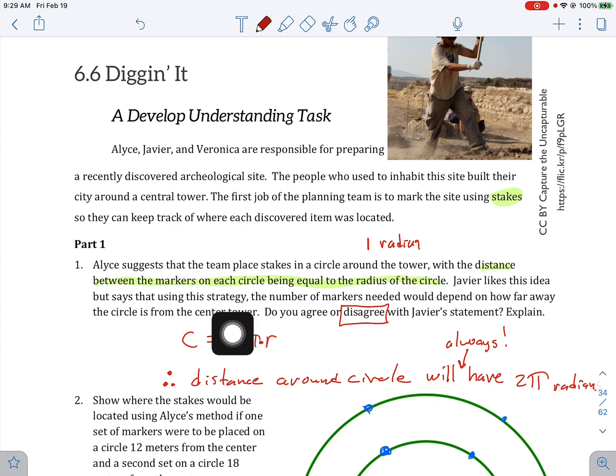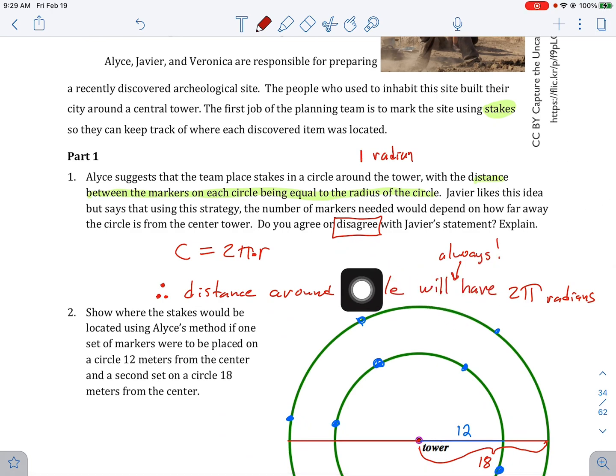And then Javier says, well, the number of markers is going to depend on the radius, how far away. Do you agree or disagree? We disagree. The circumference of every circle is 2 pi times r, right? So the distance around the circle will always have 2 pi radians, 2 pi times that radius.